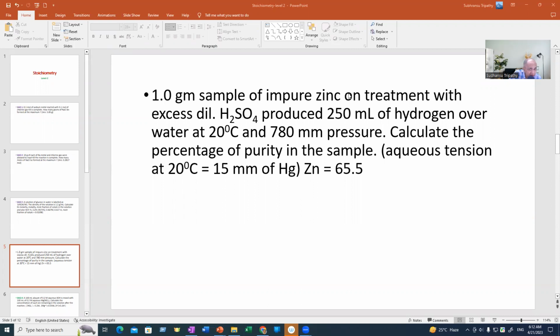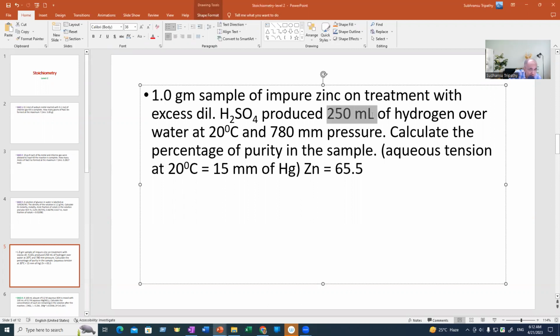This does not involve any solution. This volume is a gaseous volume. So first you make sure that you are handling gaseous volume, not the liquid solution volume. So the treatment will be different. 1 gram sample of an impure zinc on treatment with excess. I told you, unless it is a limiting reactant problem, definitely one of the reactants will be taken in excess, so that the other reactant whose data is given will be completely exhausted.